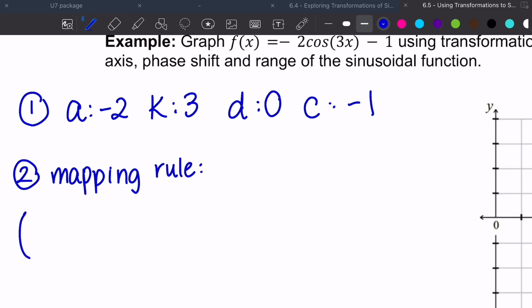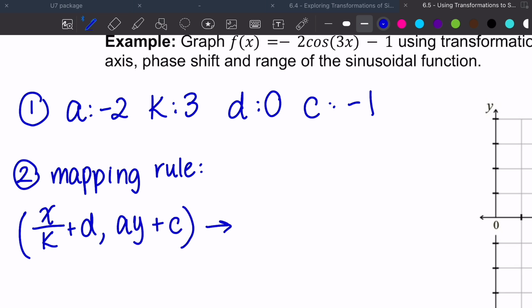Now, if I'm trying to build this mapping rule, again, general form, I always like to start with just to have as my model, x over K plus D, and then AY plus C. Using these letters that I have determined from just looking at the equation, I can see that my mapping rule is going to be x over 3. And then you don't have to say plus 0. You can if you'd like to, but it's just saying you're adding nothing. So just x over 3. And then AY plus C, so negative 2, y minus 1. And that is going to be my new mapping rule.